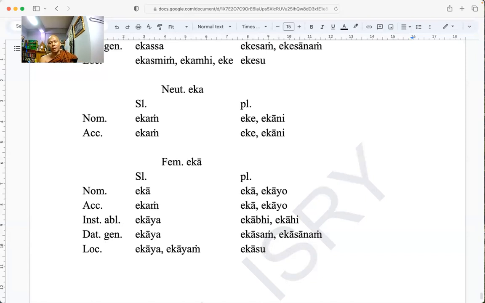So it is the same as ya or sabba, but for the dative we have another form, that is ekissa, this way. And for the locative also ekissam, in this way. So there are three forms for the locative case singular. Those forms are very special.